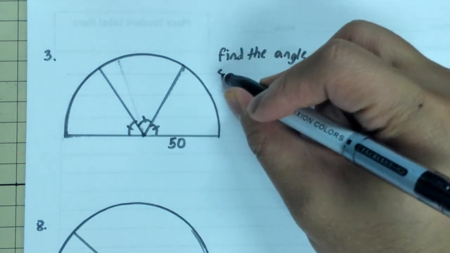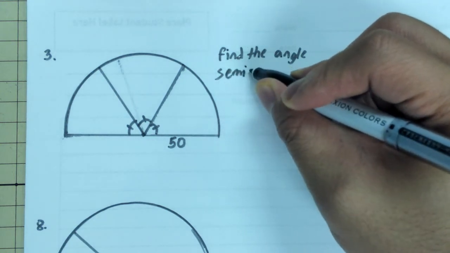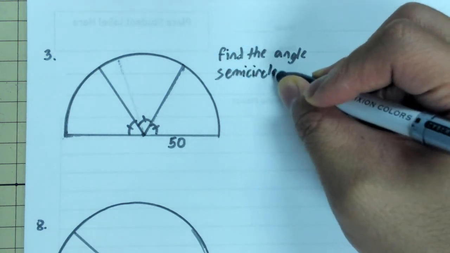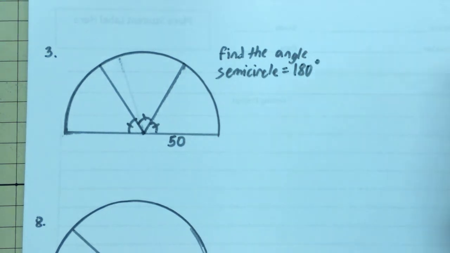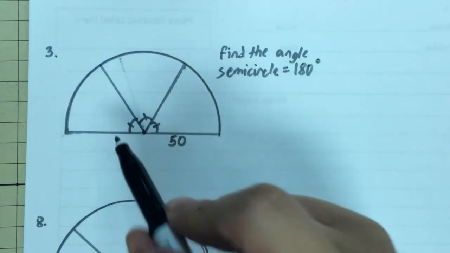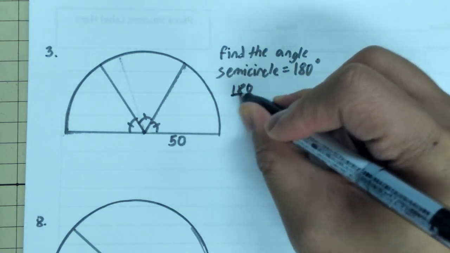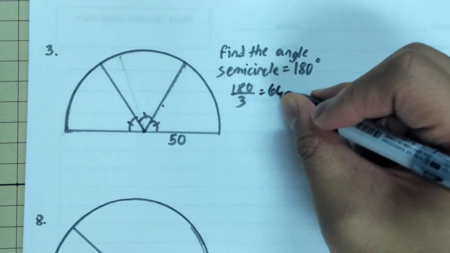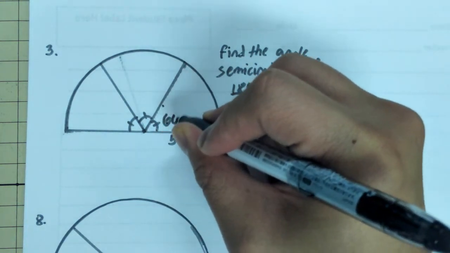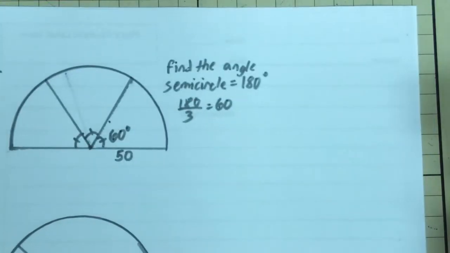We know that this is a picture of a semicircle, and that a semicircle is 180 degrees. You can see that these three angles are congruent. So you have 180 degrees divided by the three congruent angles to get 60. And that's how you find that this angle is 60 degrees. So now we can work with our areas.